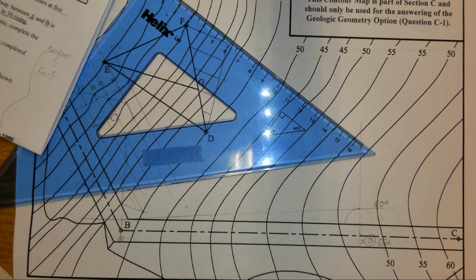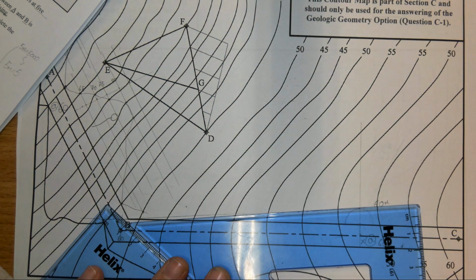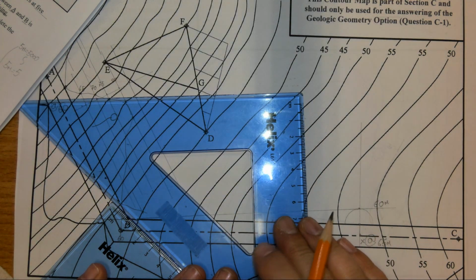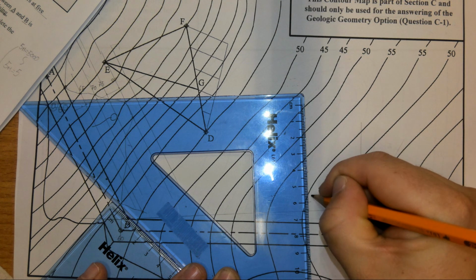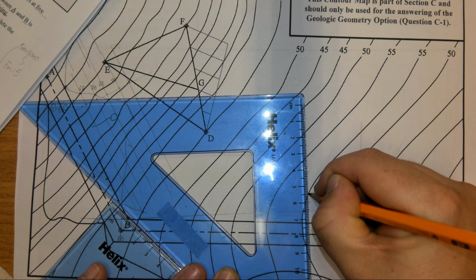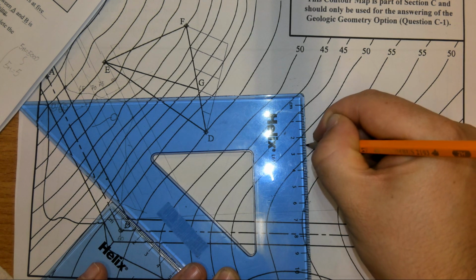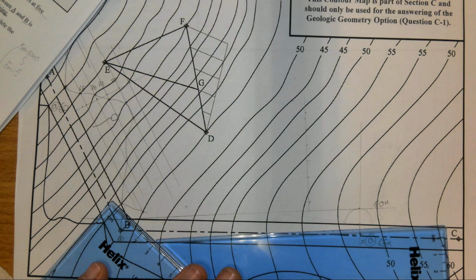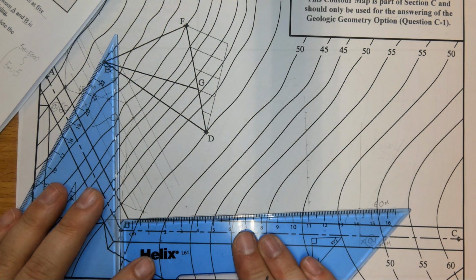Right, now the next thing we're going to do is draw lines perpendicular to that line there. 10, 10, 10, 10, 10. And then we're going to draw in lines parallel to the first one.